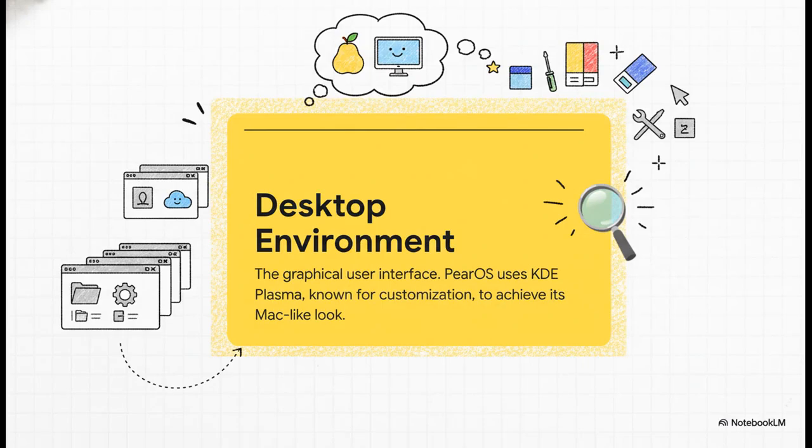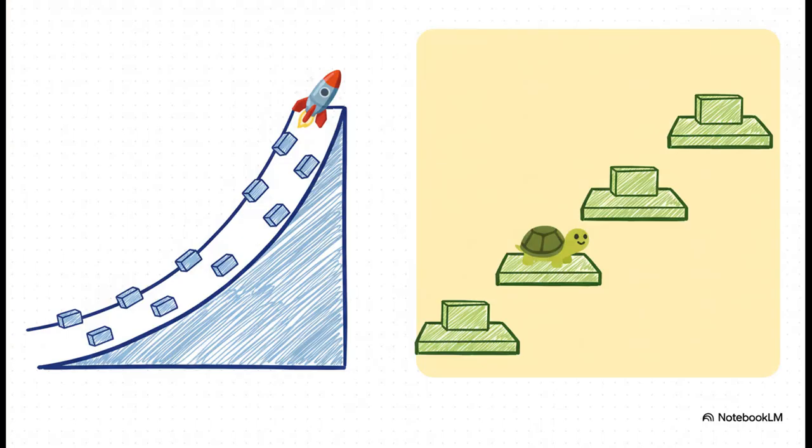First up, the desktop environment. Just think of this as the face of the operating system. It's everything you see and click on. PearOS uses KDE Plasma, which is a big deal because it's known for being super customizable. And that flexibility is exactly what allows the Pear desktop to so perfectly copy the macOS look. We're talking right down to the menu bar at the top, the iconic dock at the bottom, and even the little window buttons.